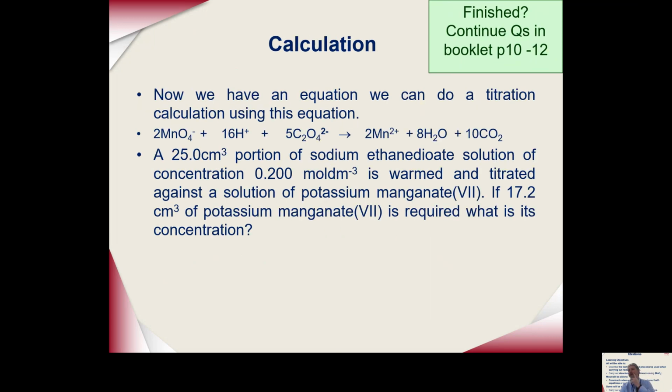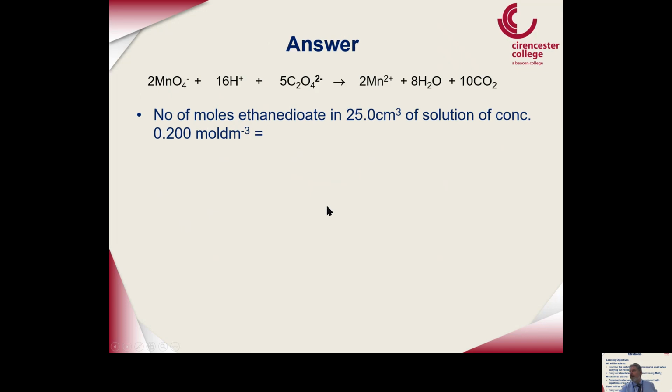Right, okay, so now we have an equation to do with titration using this equation. 25 centimeters cubed of sodium ethanoate solution of concentration 0.2 is warmed and titrated against a solution of potassium manganate(VII). If 17.2 centimeters cubed of potassium manganate is required, what is the manganate's concentration? So working the other way. So let's go through the answer.